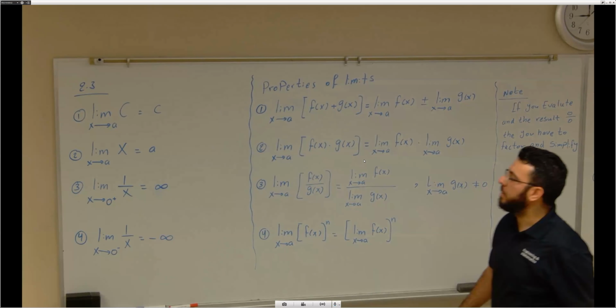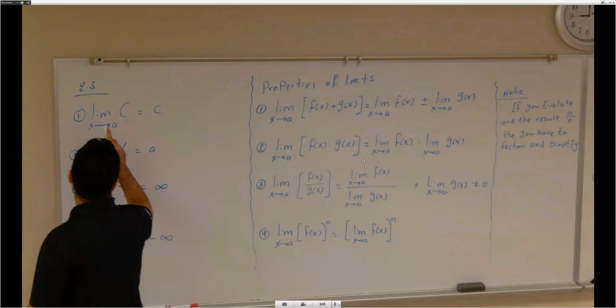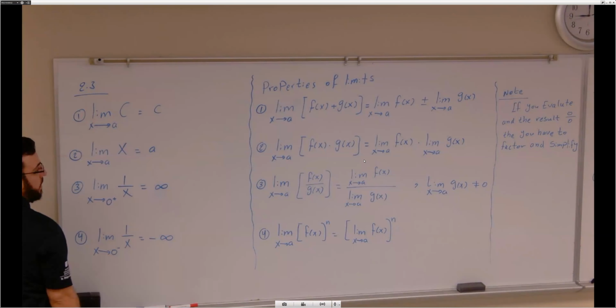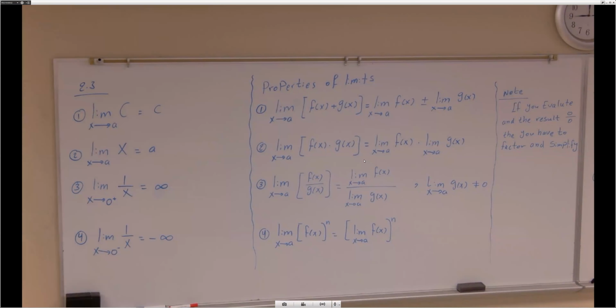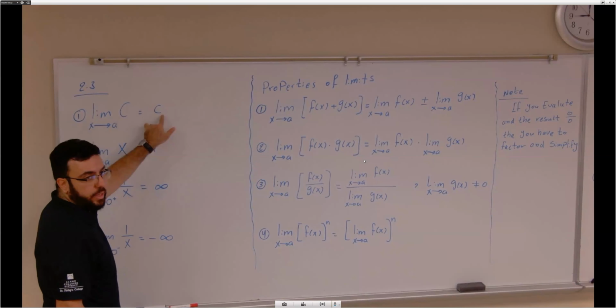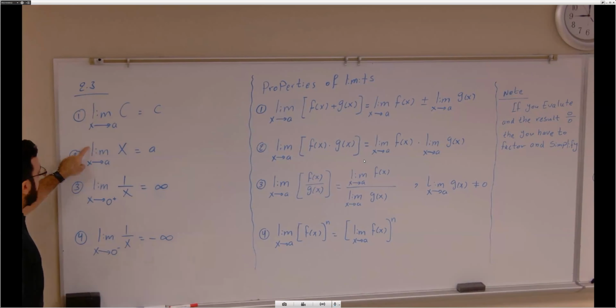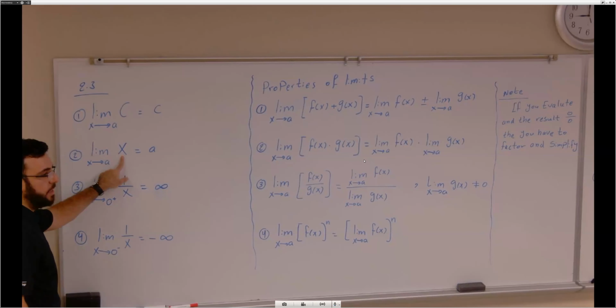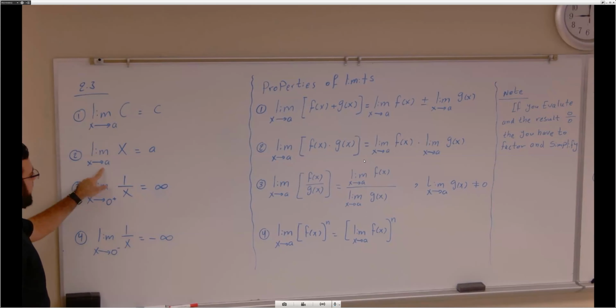Every time they ask you to find the limit of a constant, and by constant I mean a number, like 3, 4, 5, 6, the result is going to be that constant number, okay? Every time you need to find the limit of x, that means you plug in a. Where? In the x.